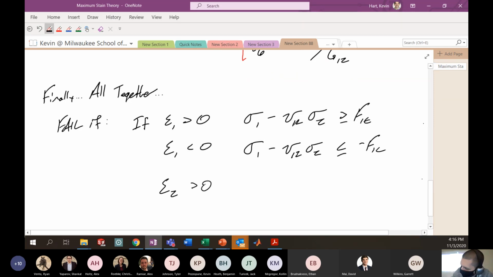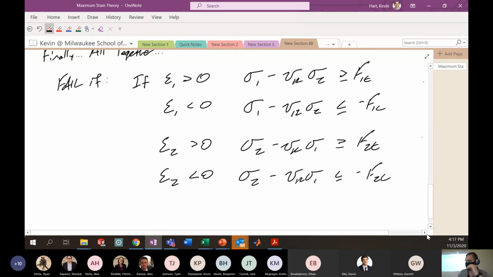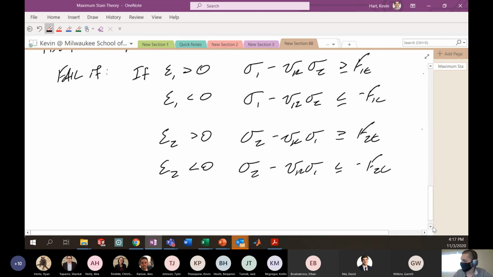Similar idea for strain in the 2 direction. If we have positive strain in the 2 direction, then if this is greater than F2T, or the situation where you have compressive strain, this is your condition. And lastly, if the magnitude of your in-plane shear stress is greater than that which would cause failure, you fail.